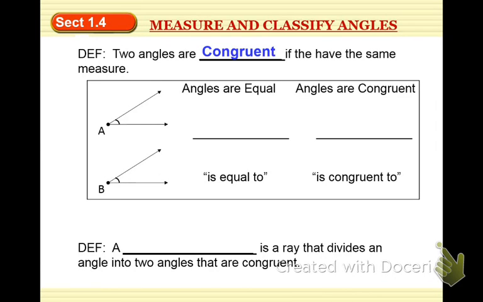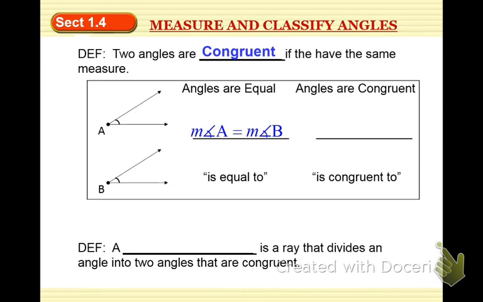And we're going to finish up here. So we know how to find the measure of angles. Now, we can talk about the fact that two angles are congruent if they have the same measure, a lot like segments. Congruent, again, is just a fancy word for same size. So if two angles have the same measure, they're going to be congruent.